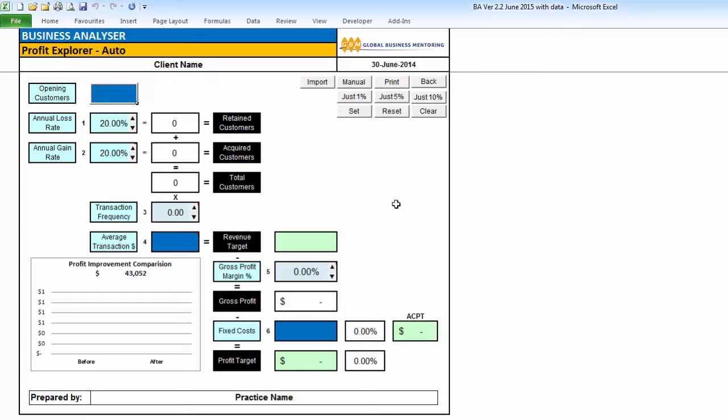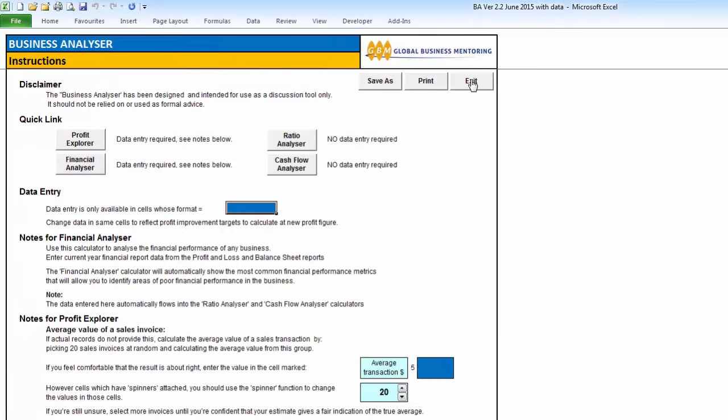And I hope you've got some benefit from seeing that demonstration of how Profit Explorer can be used when you're working with clients, GMs and managing directors. Take us back out of the model.